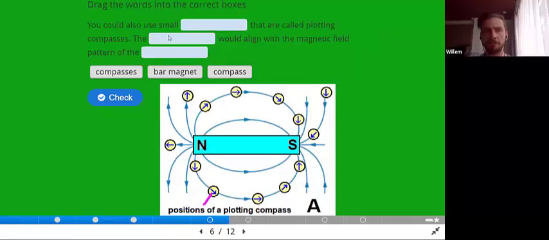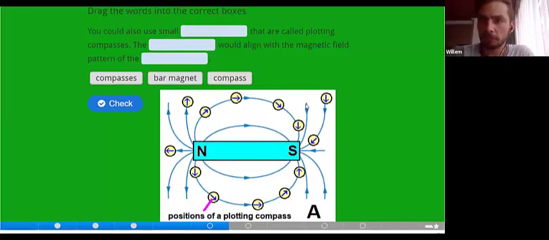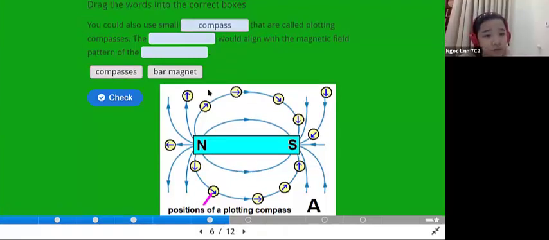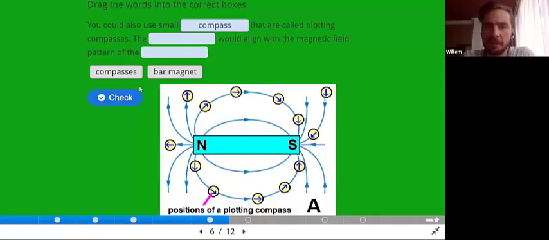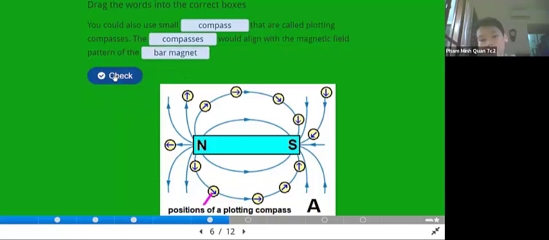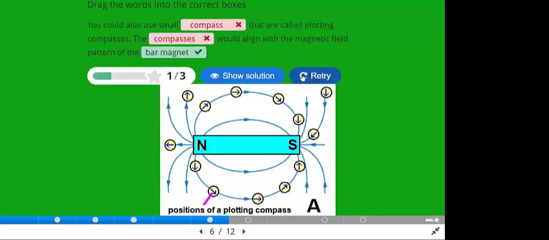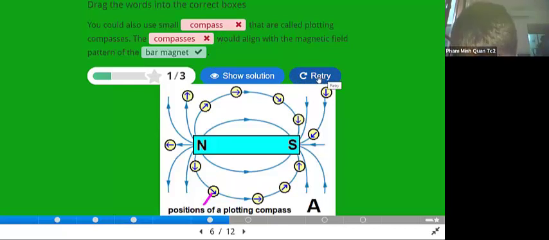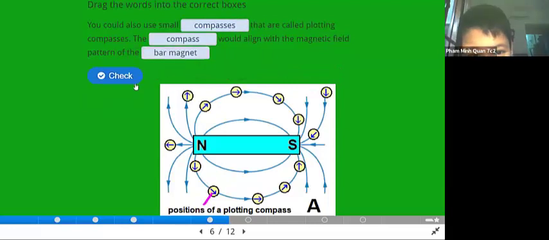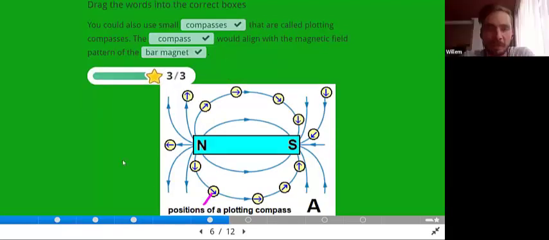Okay, so we can also use a small what? Compasses. Compass. Okay, and they're called plotting compasses. Now these compasses would align with the magnetic field of the bar magnet. Bar magnet. Okay. You need to practice your English, William. Compasses, compass, bar magnet. Well done.